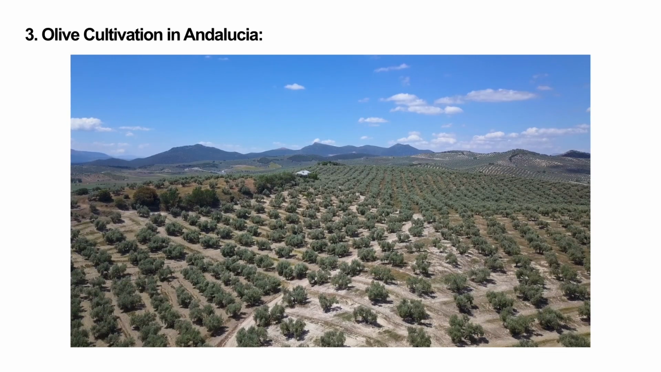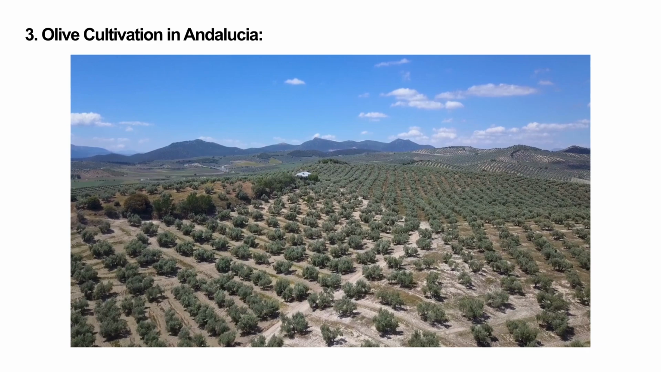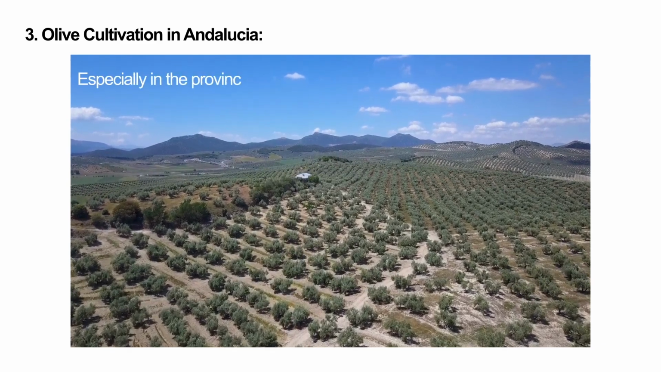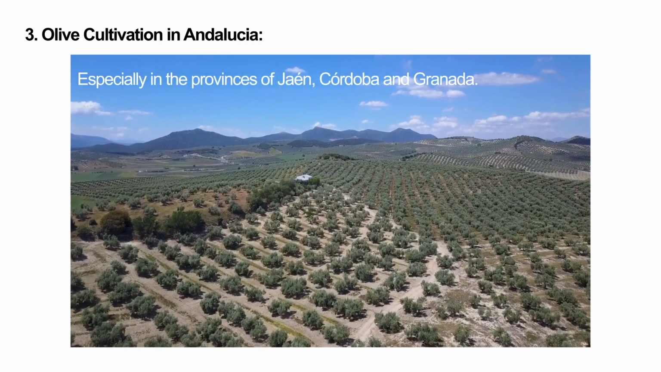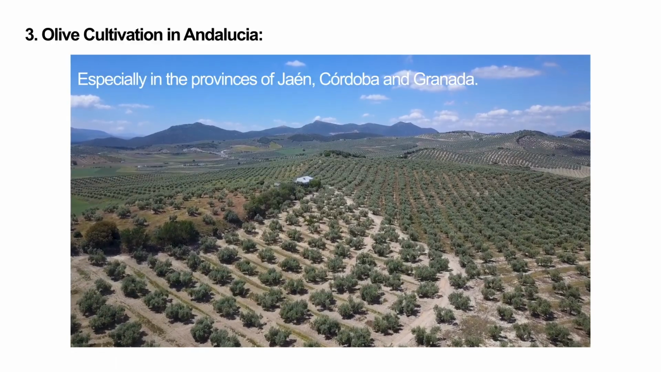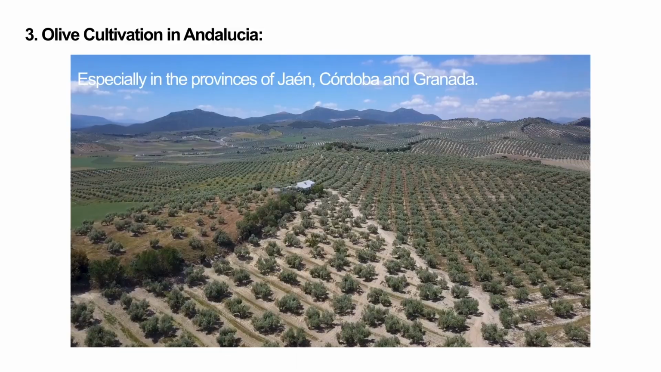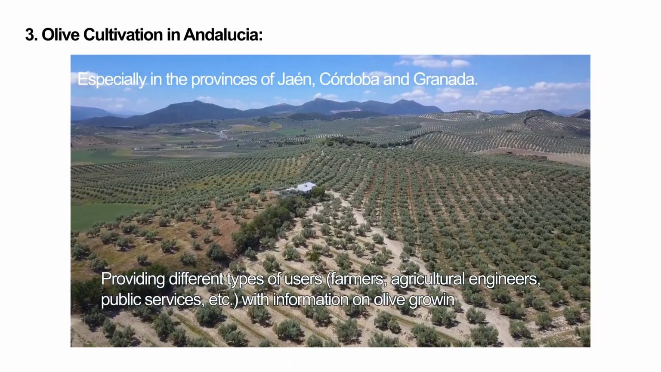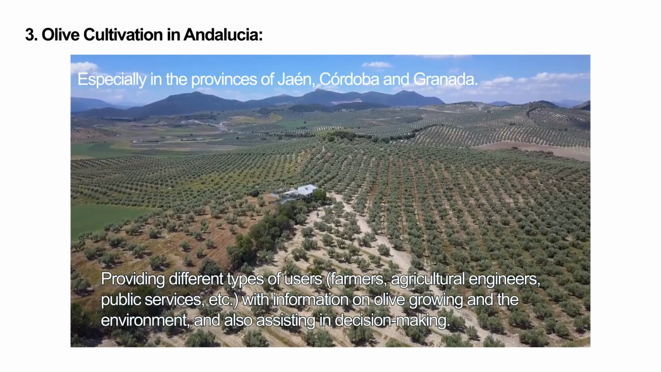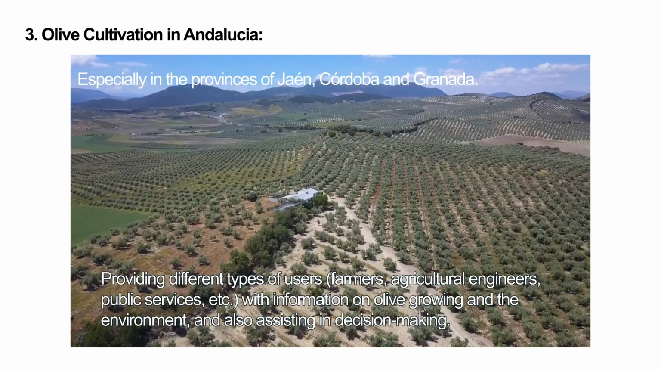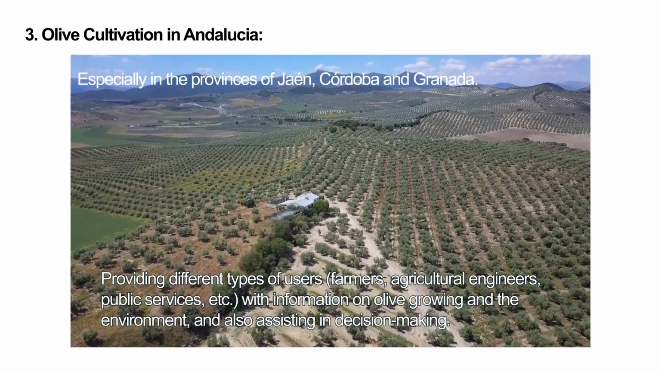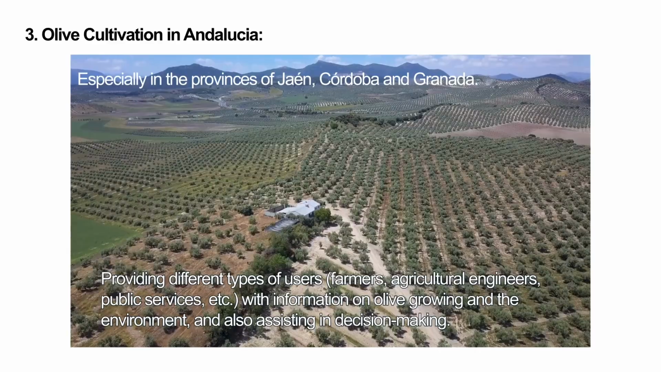3. Olive cultivation in Andalusia. In southern Spain, olive growing is an important part of the economy, especially in the provinces of Jaén, Córdoba, and Granada. This case study included the first stages of an Information and Decision Support System, IDSS, for providing different types of users, farmers, agricultural engineers, public services, etc., with information on olive growing and the environment, and also assisting in decision-making.